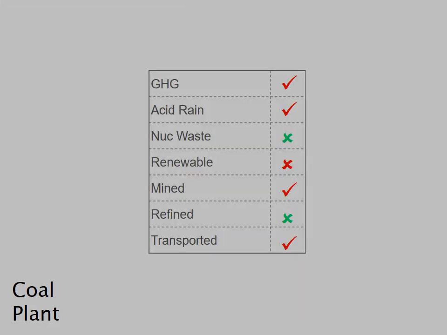Burning coal produces greenhouse gases and acid rain. It does not produce nuclear waste. It is not renewable. It needs to be mined. It does not need to be refined, and it needs to be transported. There are trucks continuously bringing coal from the open pit mines just outside of Estevan to the plant.